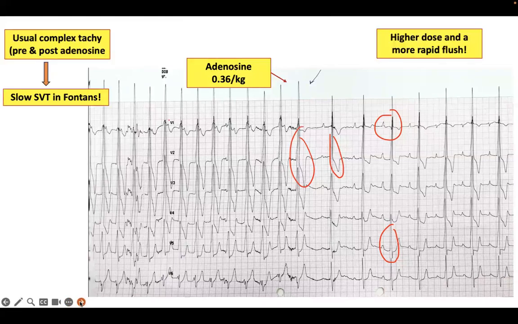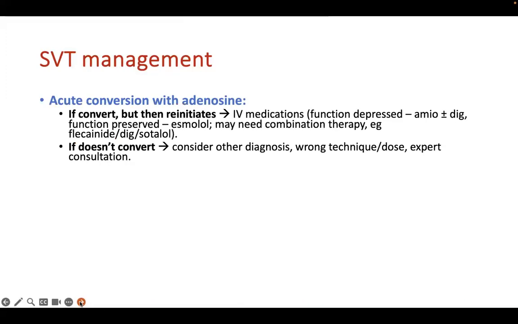Okay. So I meant to talk about management a little bit, because so many people want to discuss management. In SVT in general, we always try to abort the SVT by giving adenosine. If it converts but reinitiates, this is why I want you to show me the rhythm strip during the adenosine, because some people will call me and say we gave adenosine, nothing happened, but something happened but it was transient.